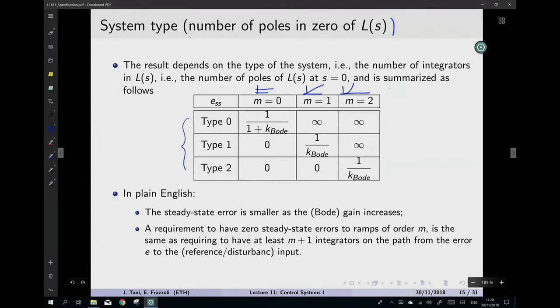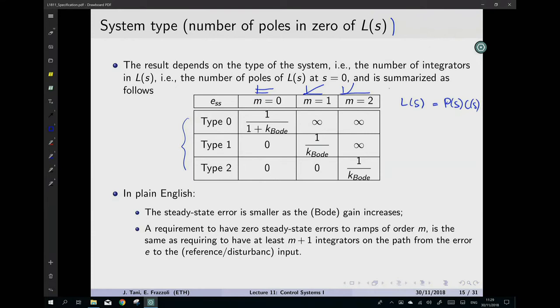If you have these kinds of reference signals, and your system is of type equal in number to the order of the ramp, you have a constant steady state error. The type is nothing but the number of poles in 0 of your open loop transfer function. Remember that the open loop transfer function is given by the plant you want to control times the controller you get to design. Suppose we were asked to design a controller such that this plant has 0 steady state error to a ramp.